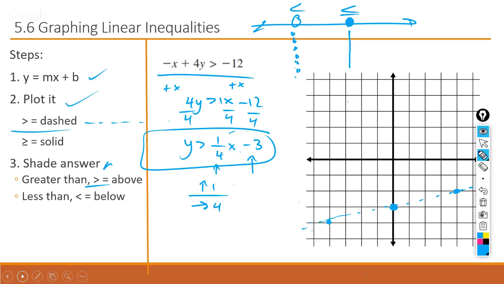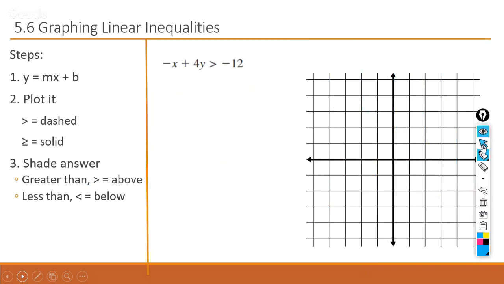This one is greater than, so we shade above. That's it. So the answer is everything above the line. And yeah, that's it. Again, let me know if you have any questions.